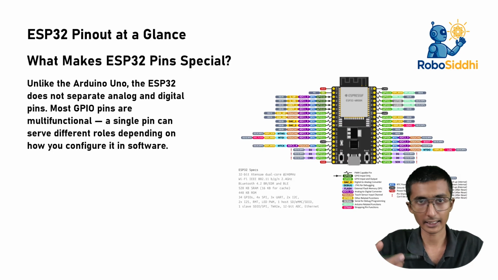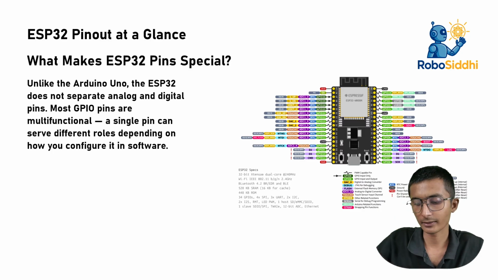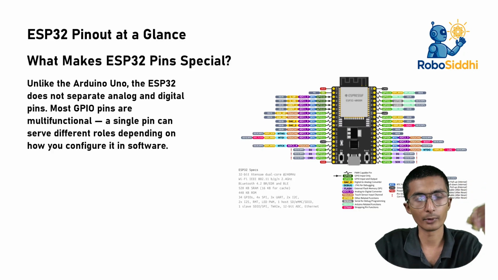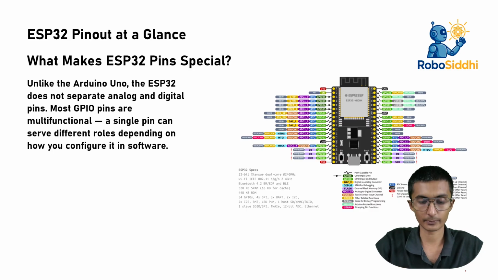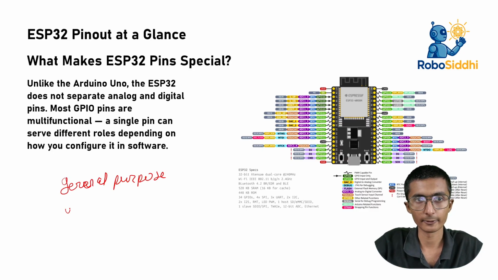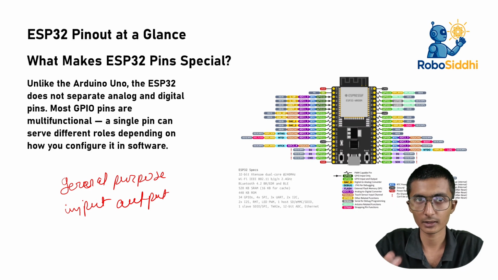Unlike Arduino Uno, like we have talked about, the ESP32 does not separate analog and digital pins. The analog and digital pins are separate in our Arduino, but in ESP32 both pins are combined. ESP32 has no separate analog or digital pins. They are both combined in one single pin, that is called GPIO, general purpose input and output. So that is known as general purpose input output. So that's what we are calling GPIO.